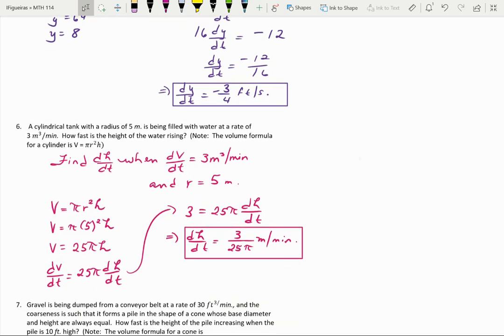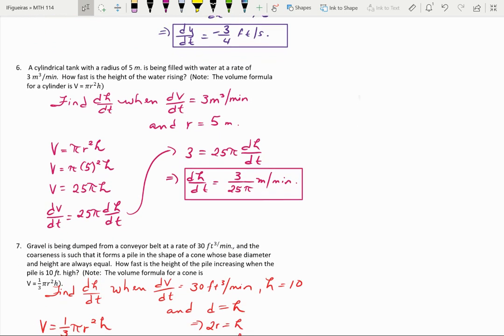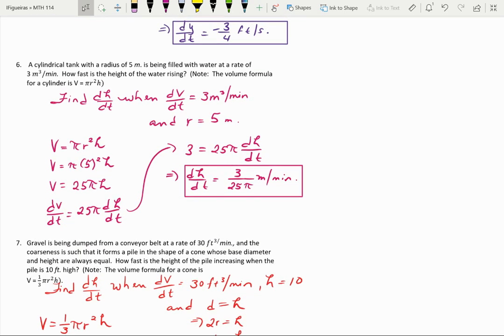Okay, so now we move on to number 6. Number 6 says a cylindrical tank with a radius of 5 meters is being filled with water at a rate of 3 meters cubed per minute. How fast is the height of the water rising? So again, I gave you the formula. The formula for a cylinder is V is equal to pi r squared h. That's also a good one to know. You should know the formula for the volume of a cylinder.